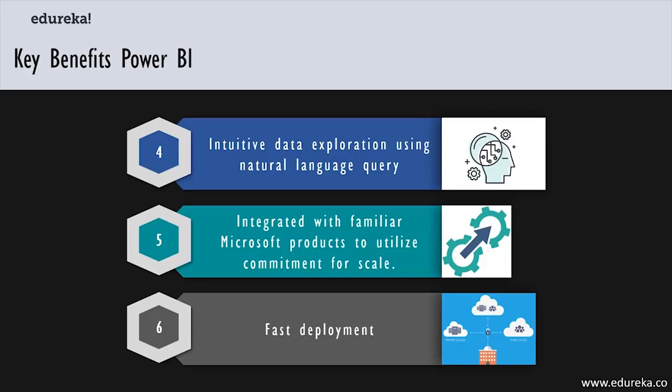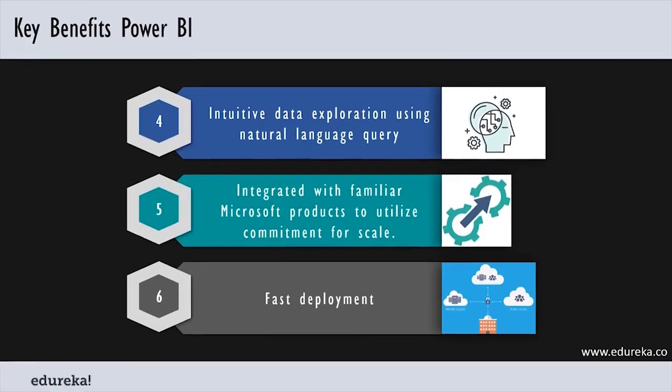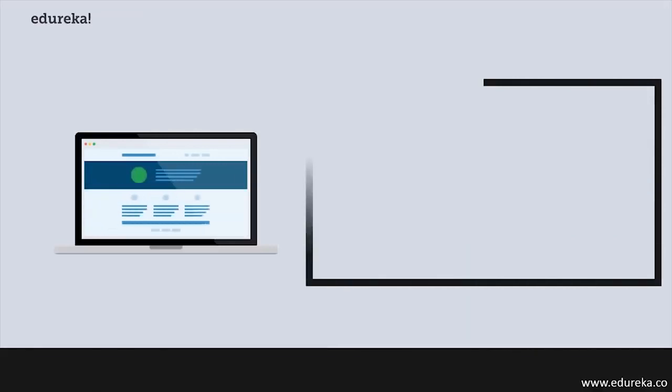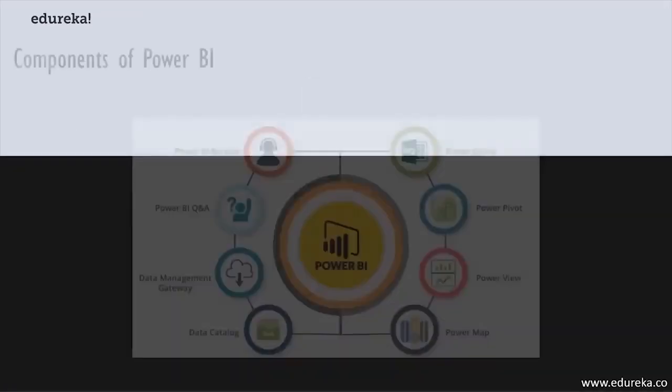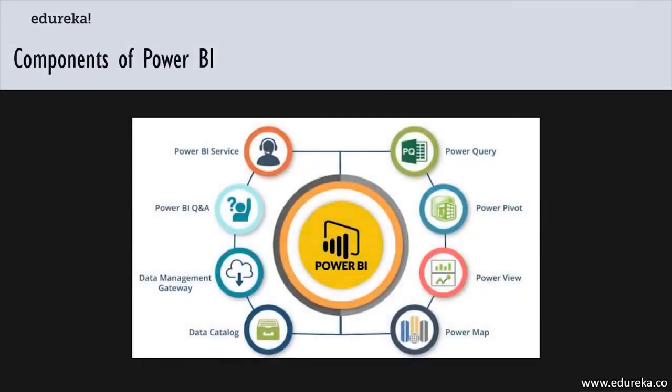And finally, immediate deployment. Power BI is known for its quick deployment, which makes your job quick as well as easy when you have to take critical business decisions. And that was all about Power BI. In the section ahead, we are going to discuss a few components of Power BI. Now, Power BI has a few components. You have Power Query, Power Pivot, Power View, Power Map, Data Catalog, Data Management Gateway, Power BI Q&A, and Service.